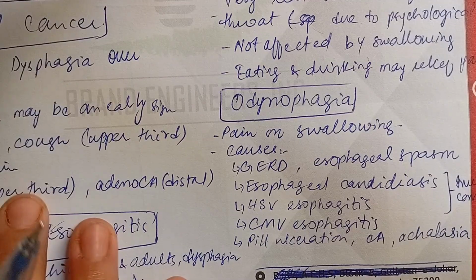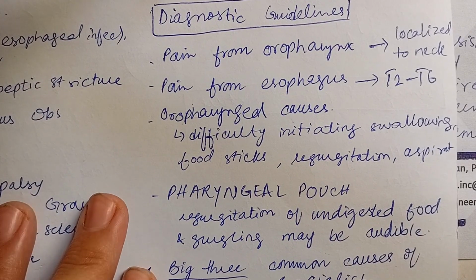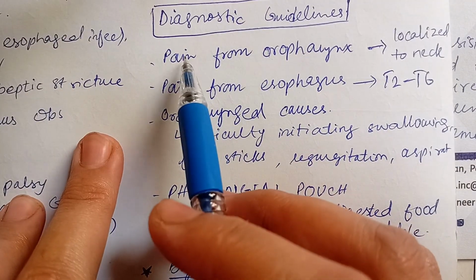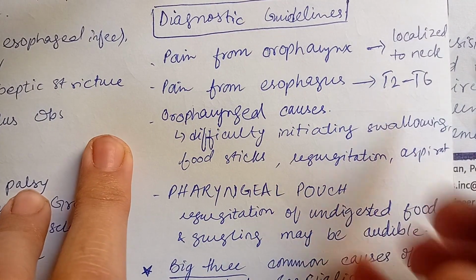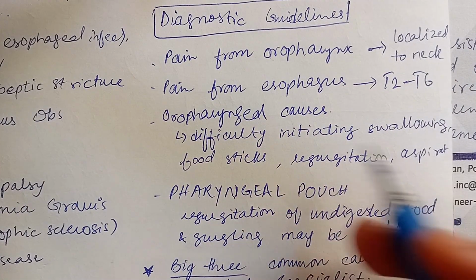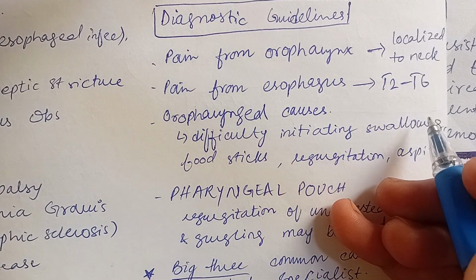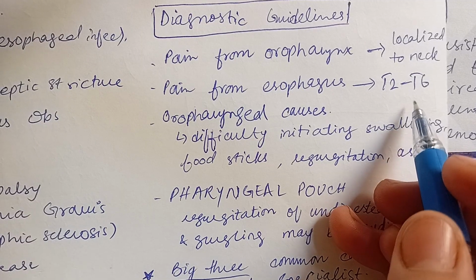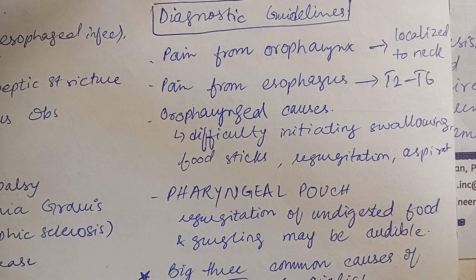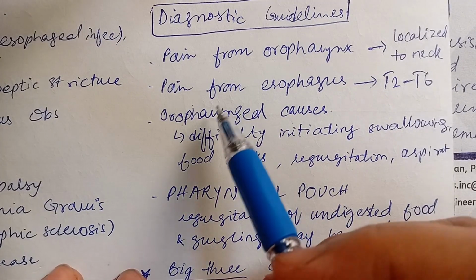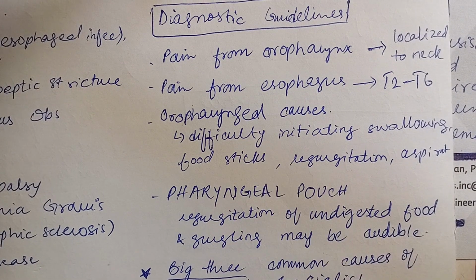We have some diagnostic guidelines by John Murtagh, which we have to keep in mind, which can aid in our diagnosis. If the patient is complaining of pain and it is localized to the neck, we can suspect that the lesion is in the oropharynx. If dysphagia is associated with pain, and the pain is from T2 to T6, we can suspect that the pain is from the esophagus.